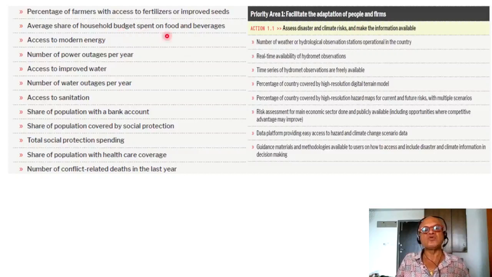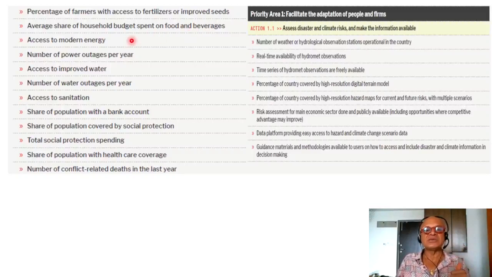Average share of household budget spent on food and beverages. This is very critical, because as inflation kicks in and can last for a while, as it has done in the last few years, even in rich countries, people who spend a high percentage of their household GDP on food and beverages can get into trouble when the inflation cannot be controlled easily.